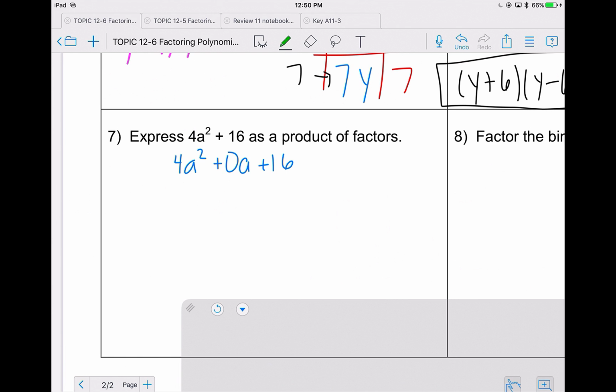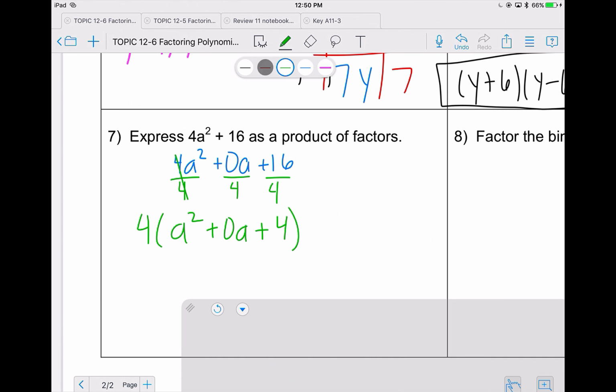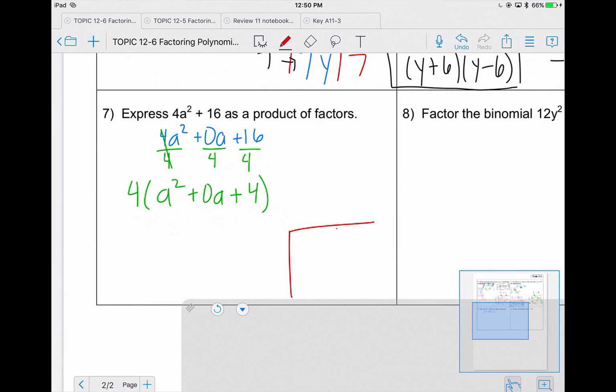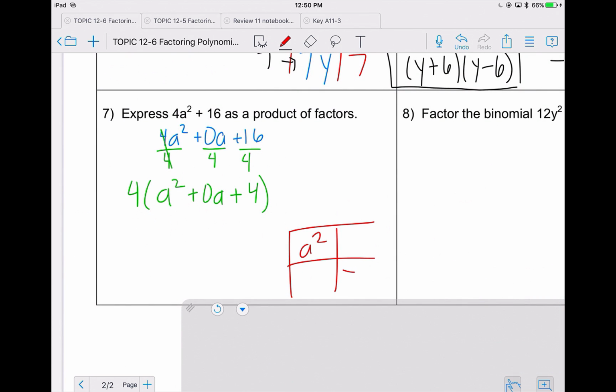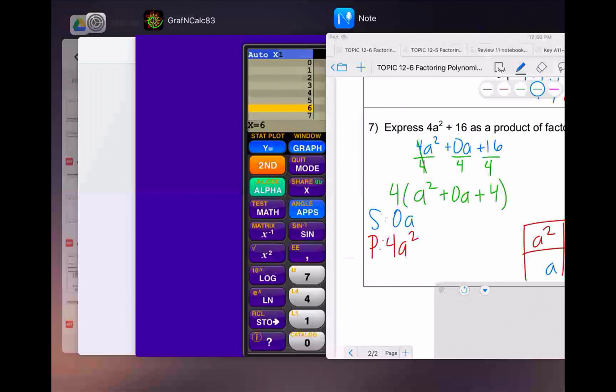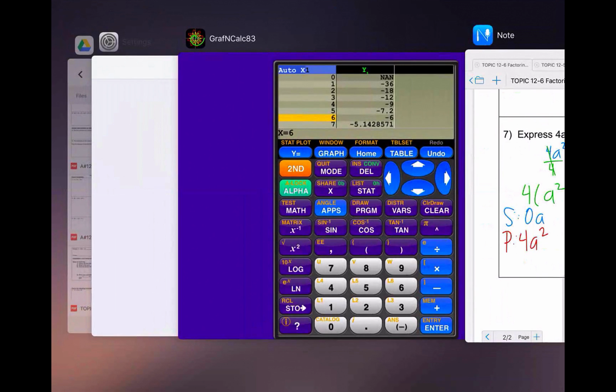So 4 and 16 are both multiples or both factors of 4. So I can take out a 4 and I have a squared plus 0a plus 4. So I have my box, a squared plus 4. So my product is going to be 4a squared. My sum is still going to be 0a, so I'm looking for an a and an a that add to 0. In y equals, I put my product of 4.